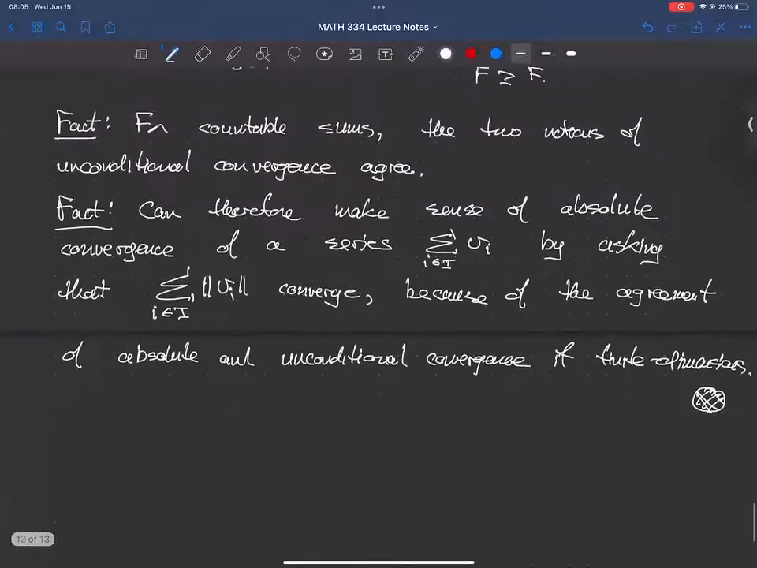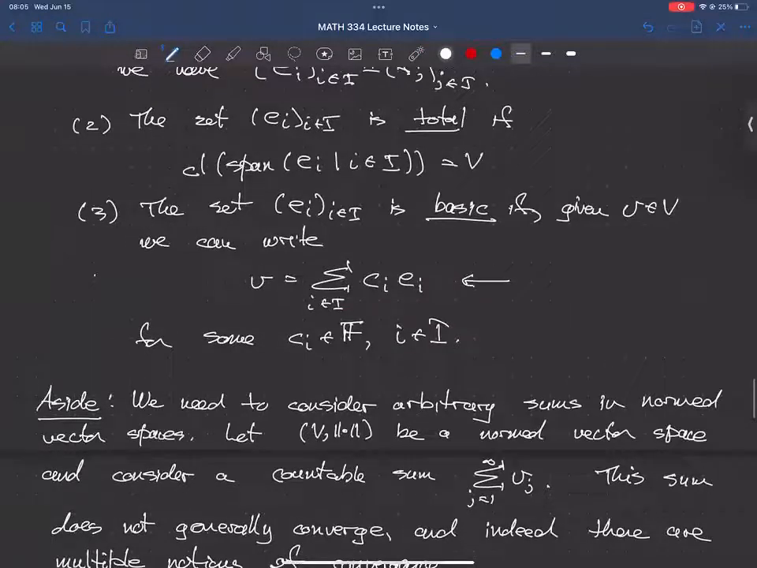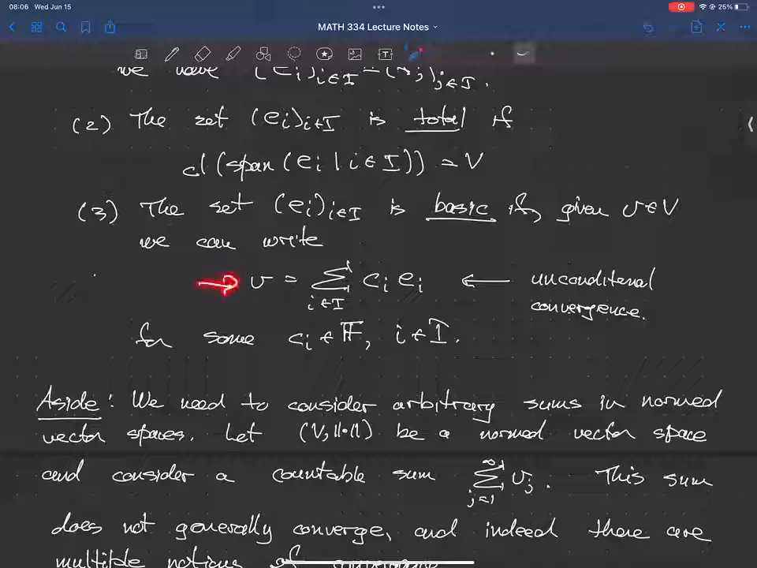And now, why did I make that aside? I made that aside because in this definition of basic, I wrote this weird arbitrary sum. And so now I should say what this means. So this means unconditional convergence. All right, so that was the whole point of this digression about series in normed vector spaces, so that I could make sense of what this sum actually means.